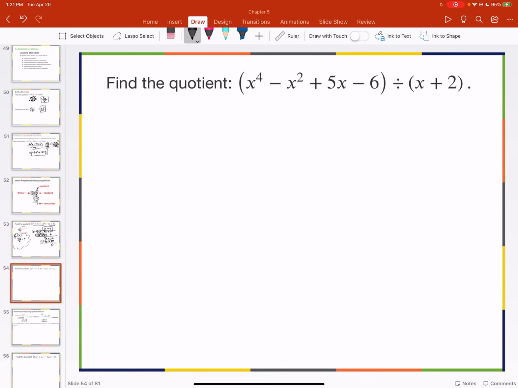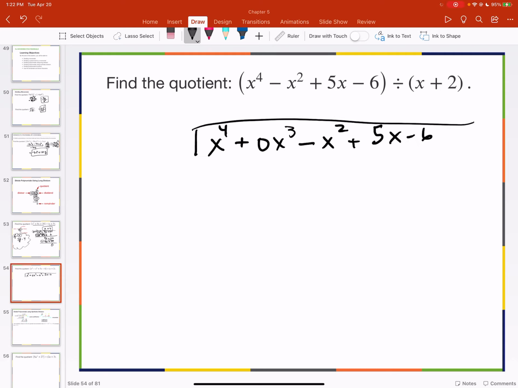So here we have x to the power 4 minus, well, there's no x cubed, so I'm just going to put a 0x cubed. This is important because the exponents need to go 4, 3, 2, 1, 0, and that's because when you're dividing, you need that. So x plus 2. Again, what times x gives me x to the power 4? It's x cubed. So I needed this 0 placeholder, okay?